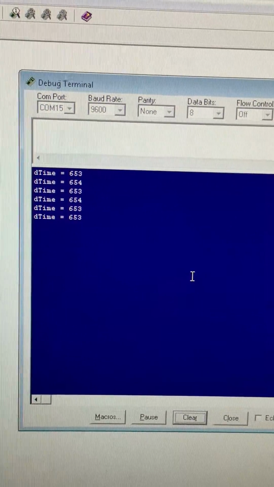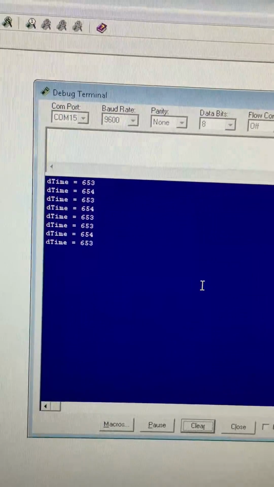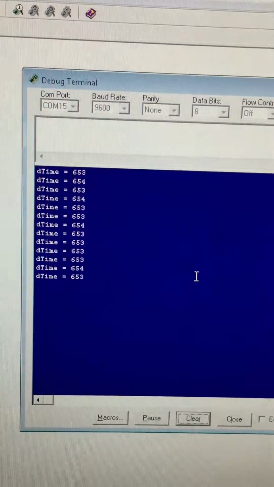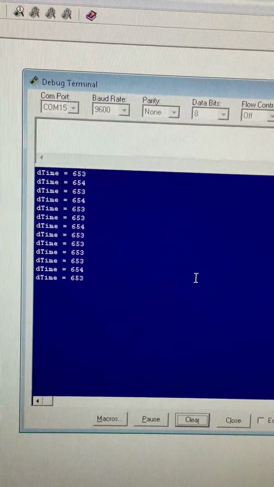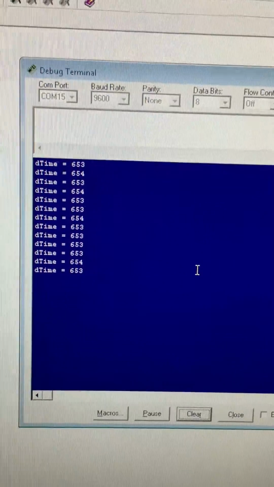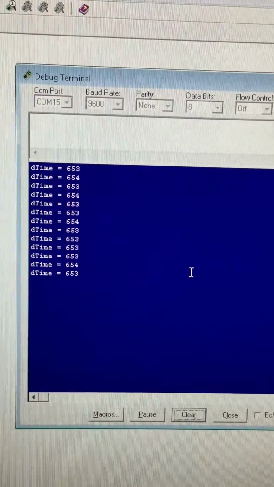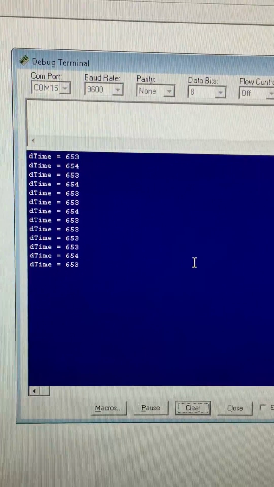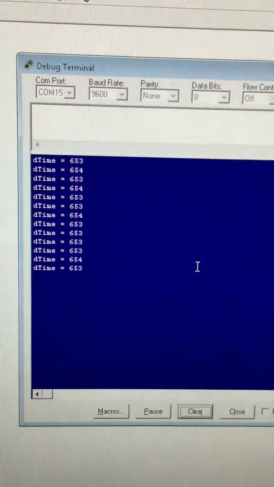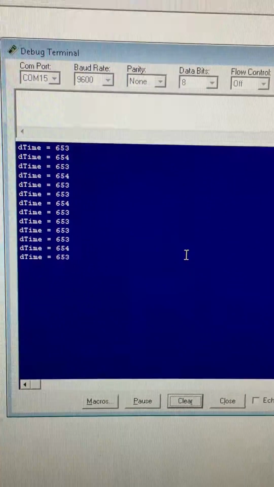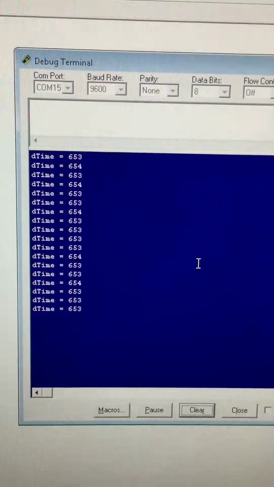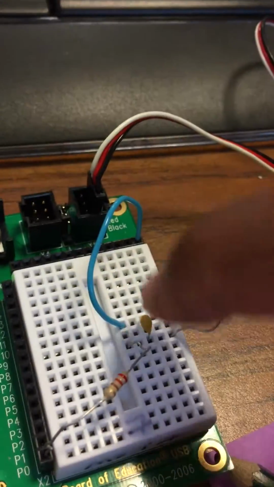654, 653, 653. So this should show you, and you should always test the repeatability of your circuits, that it's going to be somewhere around 653. So if I'm writing code, my expected values would be somewhere between 650 and 670. Or if you want a tighter range, you can say 652 to 655, right? Because you always want to check the repeatability. So that's with the big capacitor.